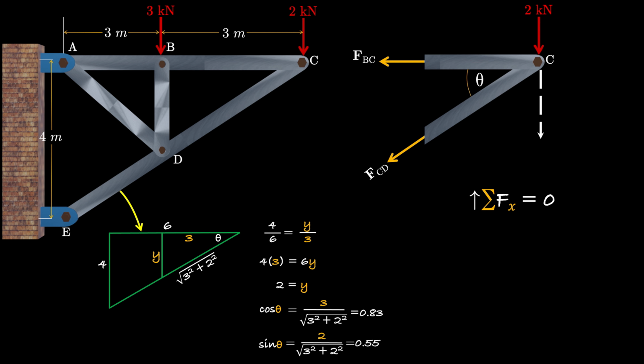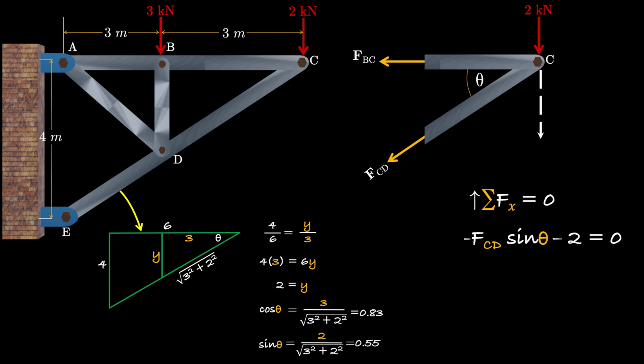Now we're going to resolve FCD along the x and along the y. So along the y, it's going to be FCD sin theta, right? And it is also going to act downwards because we've assumed that it's tensile. So we're going to say negative 2 plus negative FCD sin theta should be equal to 0.